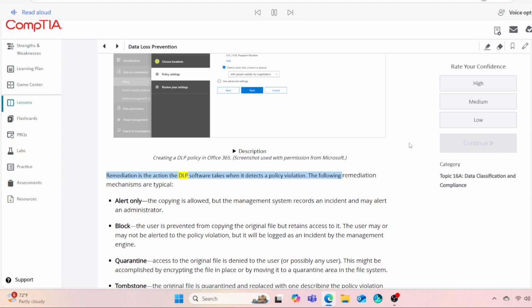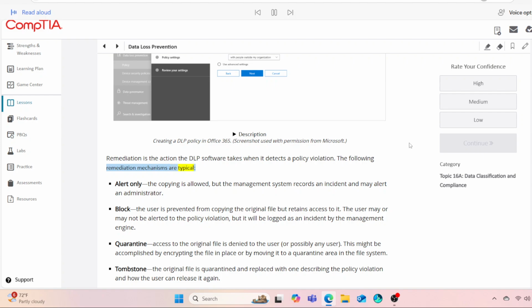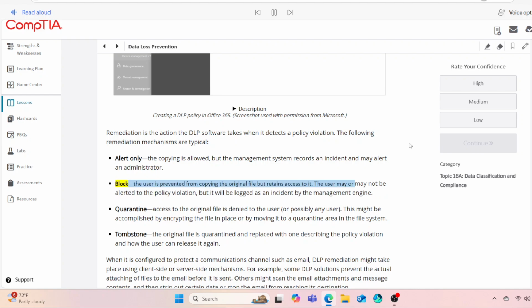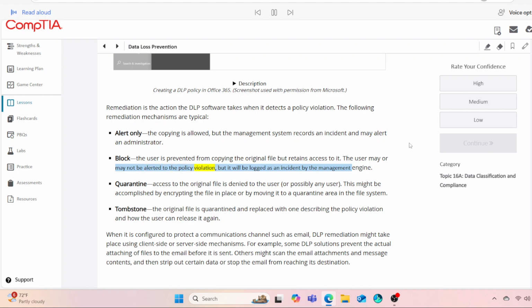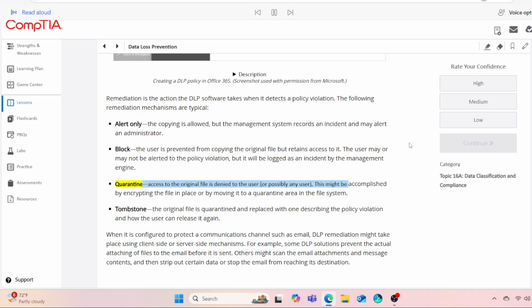Remediation is the action the DLP software takes when it detects a policy violation. The following remediation mechanisms are typical. Alert only. The copying is allowed, but the management system records an incident and may alert an administrator. Block. The user is prevented from copying the original file but retains access to it. The user may or may not be alerted to the policy violation, but it will be logged as an incident by the management engine.